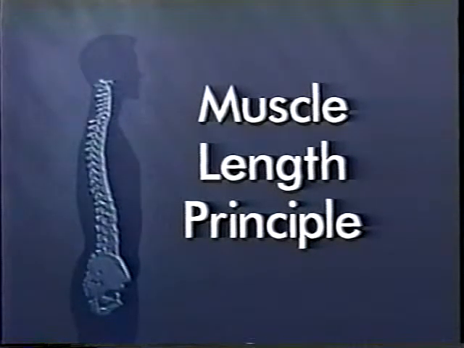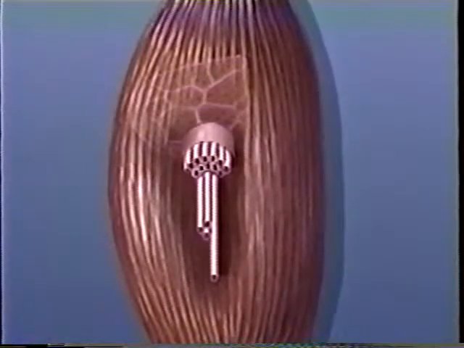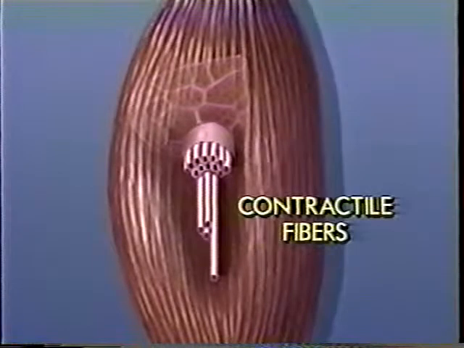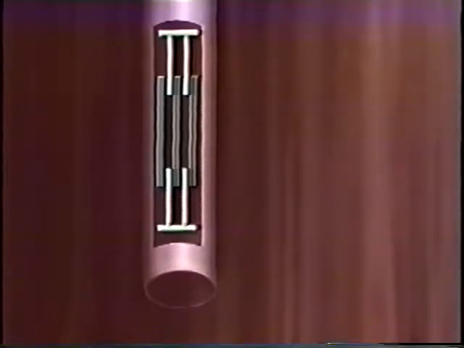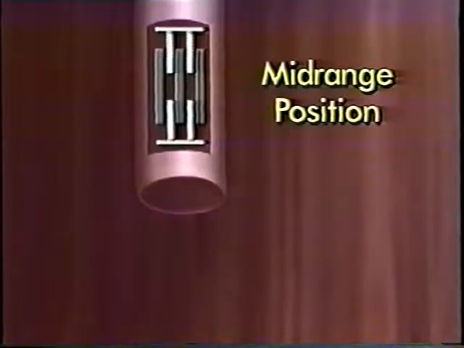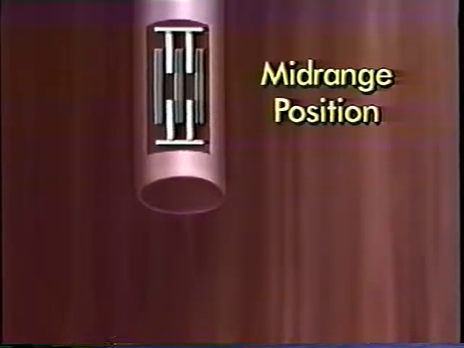Muscles are an important stabilizer of the back, so let's take a close look at a muscle to learn an important principle about muscle strength. The internal structure of muscle is very intricate. Within the muscle are a series of contractile fibers which overlap each other. When the muscle contracts, the fibers slide over one another. A muscle is strongest when the fibers are overlapped about halfway, which occurs when the muscle is in a mid-range position.